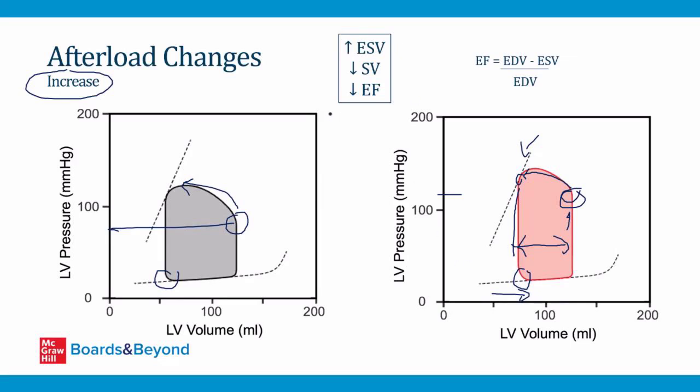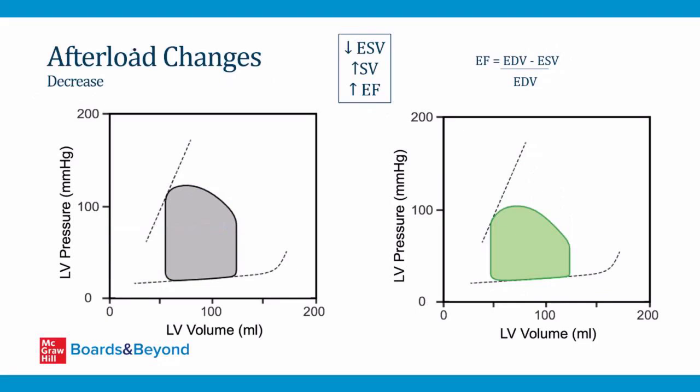And so I've summarized these changes at the top of the screen here. The end systolic volume goes up, the stroke volume goes down. And remember what I said, ejection fraction is equal to stroke volume divided by EDV. So when the stroke volume falls, usually the ejection fraction goes in the same direction. And that's what happens here, the ejection fraction falls.